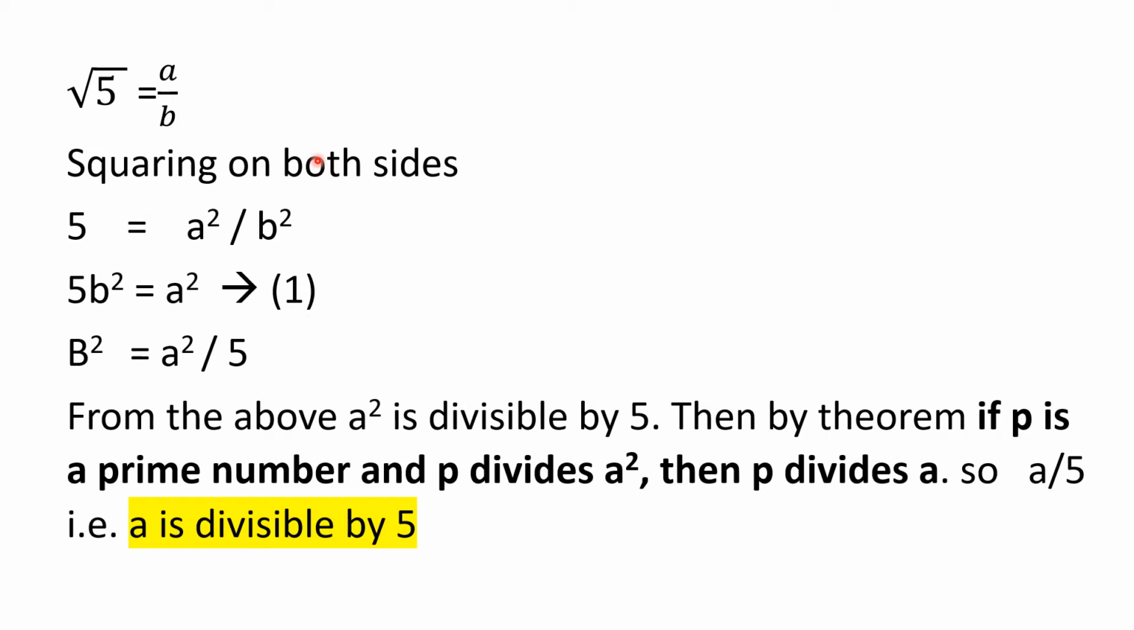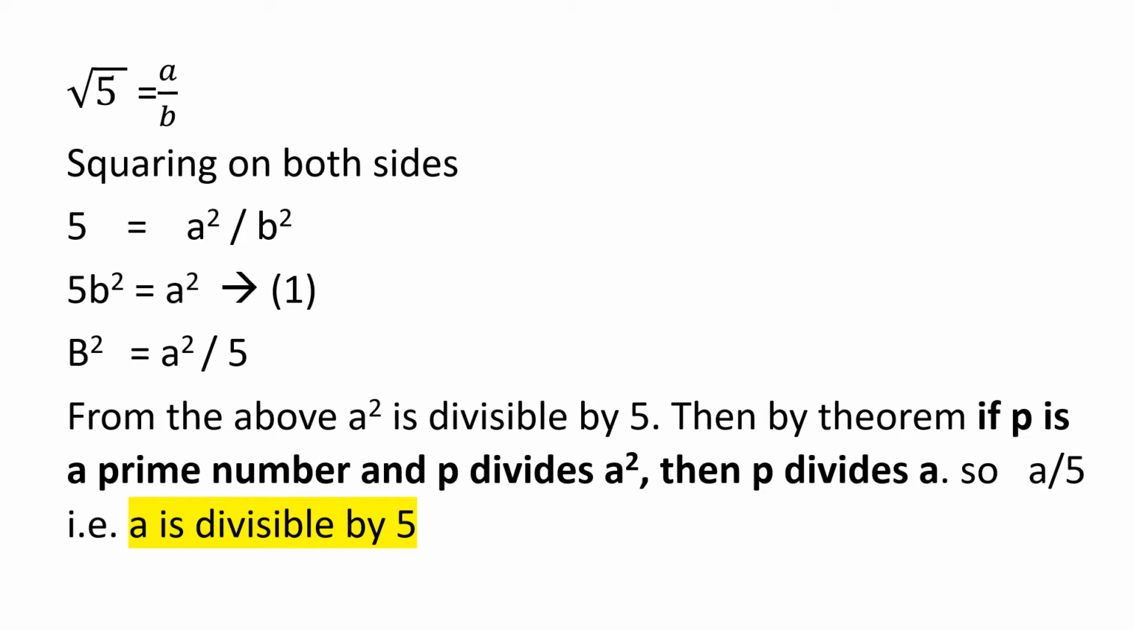Now root 5 equals a by b. Squaring on both sides, you will get 5 equals a square by b square. Cross multiply: 5b square equals a square. So b square equals a square by 5. From the above, a square is divisible by 5. Then by the theorem, if p is a prime number and p divides a square, then p divides a also. So a is divisible by 5.